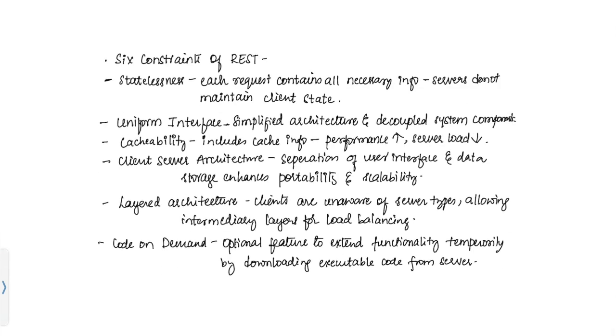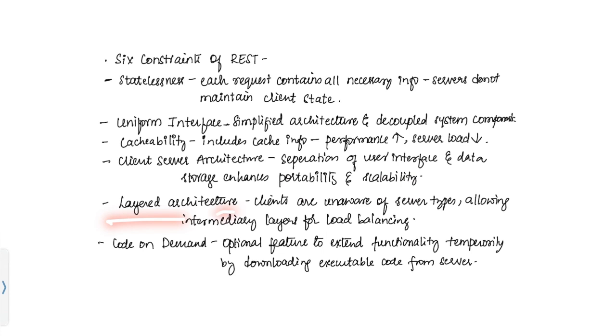Next we'll look into the 6 constraints of REST. So the first one is statelessness. So here each request will contain all necessary info, but servers do not maintain the client state. That's why it's called stateless, right? Then uniform interface. Uniform interface means it will provide a simplified architecture and it decouples the system components. Then you have cacheability. These are the responses which will include the cache information to improve the performance and reduce the service load. Then you have client server architecture, which speaks about the separation of user interface along with the data storage, which will enhance the portability and scalability aspect.